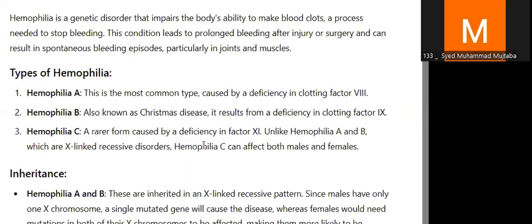Good morning. In today's video, I will be talking about hemophilia, which is basically a genetic disease. It is an X-linked recessive disease that has three further subtypes: hemophilia A, B, and C.